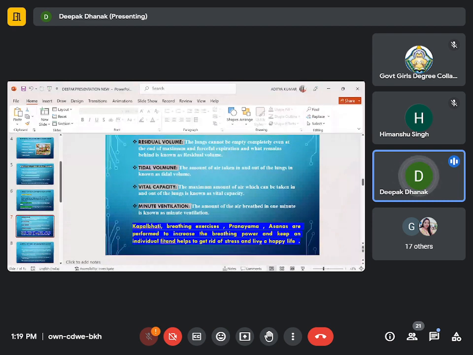Kapalbhati is one of the yogic exercises used to improve or increase the capacity of minute ventilation. Kapalbhati, breathing exercises, pranayam, and asanas are performed to increase breathing power, keep an individual fit, help get rid of stress, and live a happy life.